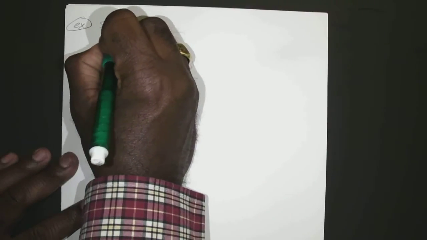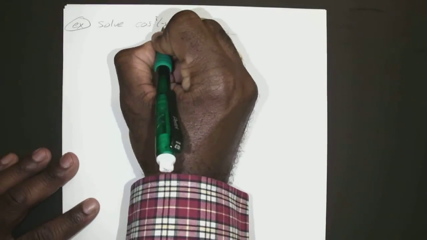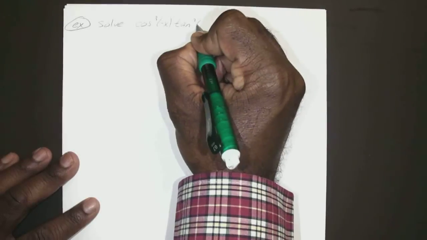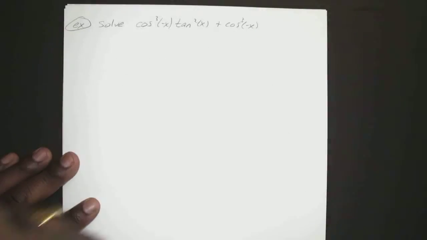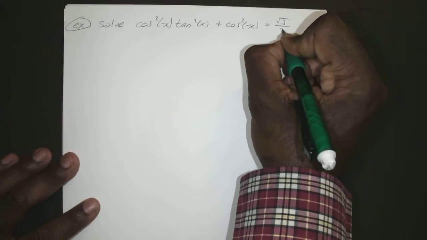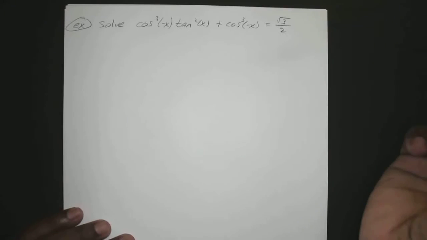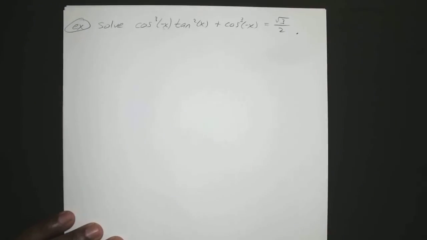Okay, so for our next example, let's say we wanted to solve cosine to the third of negative x times tangent squared of x plus cosine to the third of negative x equals square root of 3 over 2. Now the first thing you want to do is look at that negative inside of there.